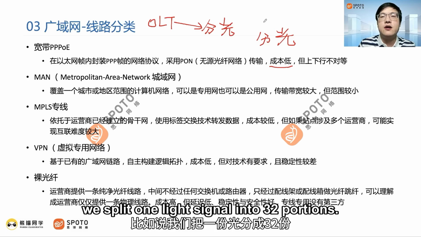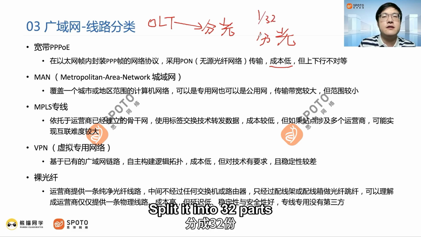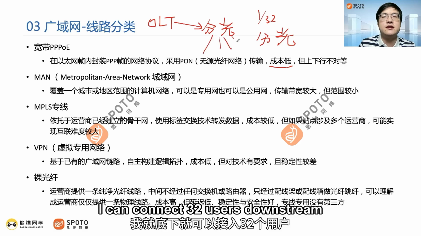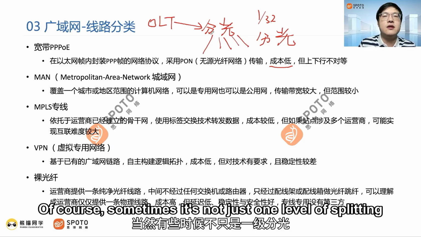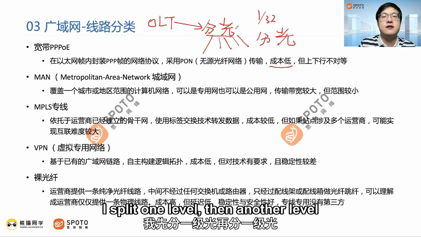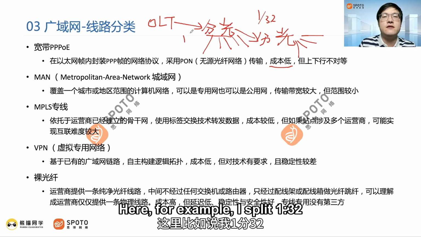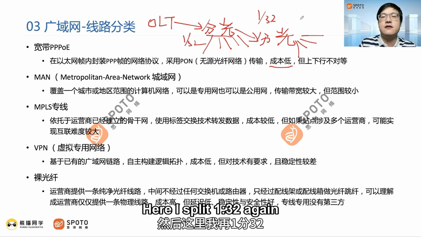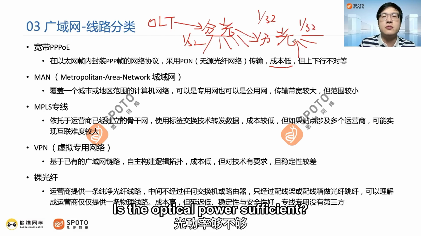For example, we split one light signal into 32 portions. Split into 32 parts, I can connect 32 users downstream. Of course, sometimes it's not just one level of splitting. I might split one level, then another level, then connect further downstream. Here, for example, I split 1 to 32, then here I split 1 to 32 again. This also depends on whether the optical power is sufficient. Is the optical power right?